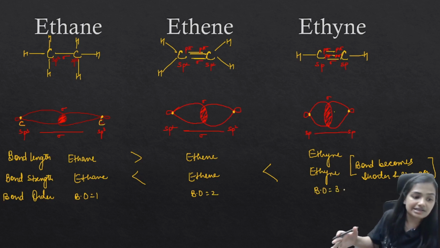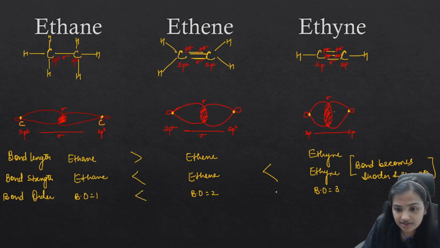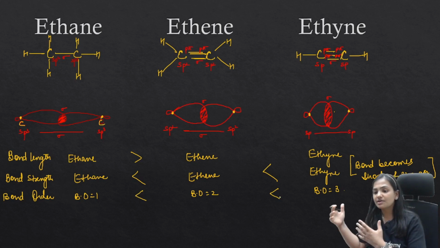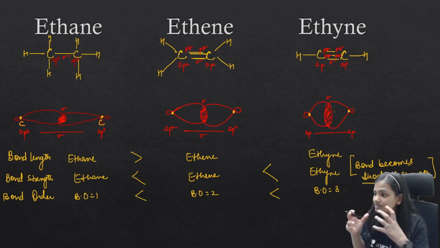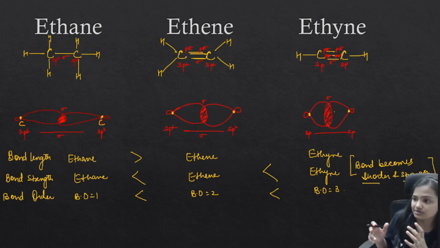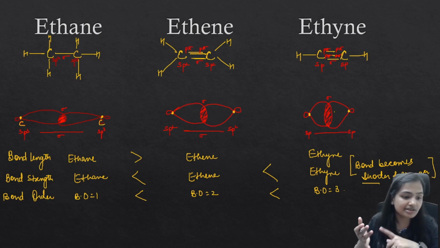So here we can say that the bond order is increasing. As bond order increases, the bond becomes shorter and stronger. Always remember, shorter is stronger. Okay, I hope you are able to write this, shorter and stronger. So I discussed with you what happens with bond length, bond strength, and bond order.